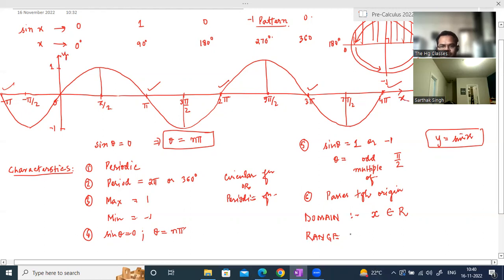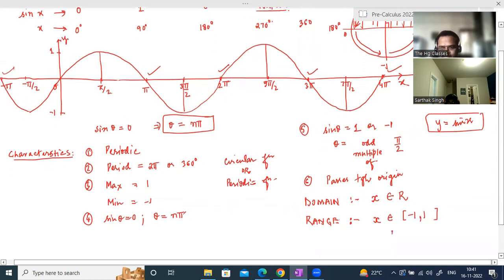So the domain is real numbers, but what is the range? -1 to 1. And how do you write that in interval form? I know that -1 is less than or equal to y is less than or equal to 1. Very good.